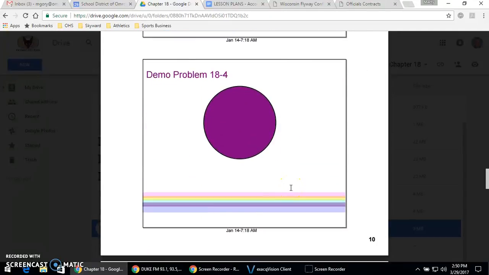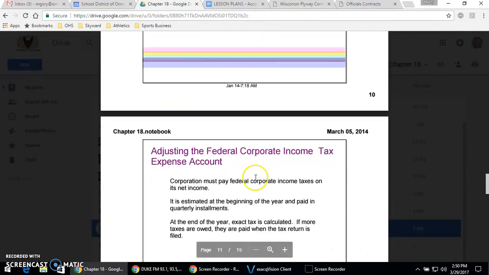So demo problem 18.4 is another problem that we will be going through, which is going to be an extension on adjusting these different asset accounts. So go ahead and take a look at that. Give that a try if you wish. Otherwise, when we meet in class, we'll be going over it together.